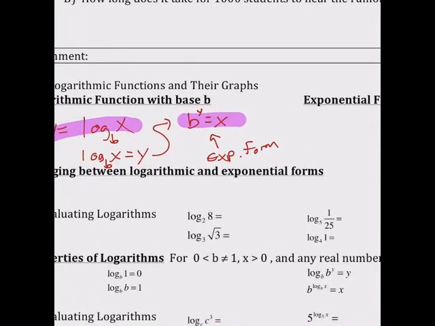Oh, man, I had all that room over to the side. That would go over there. That's what I get for zooming in. I didn't see the rest of the notes.